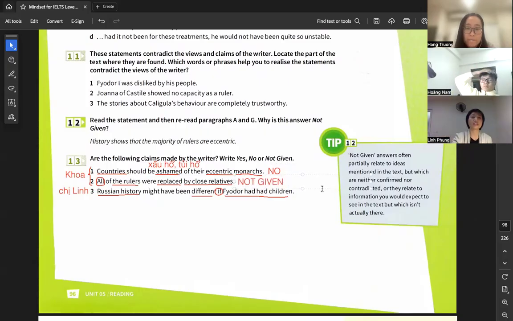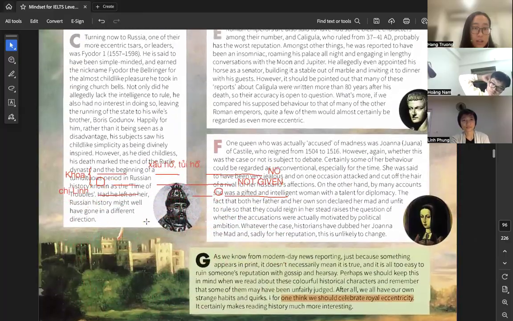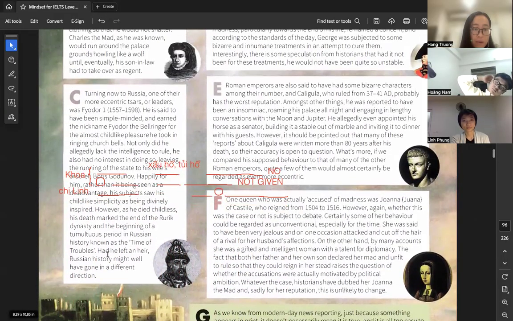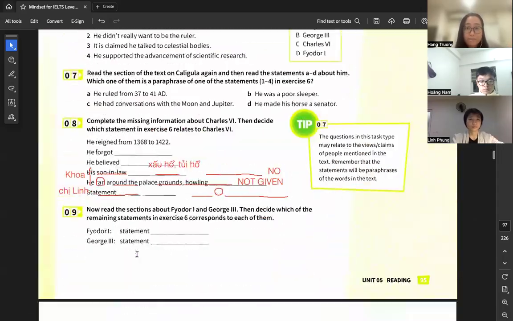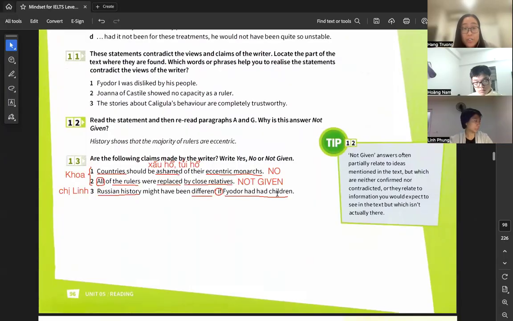Number 3. Yeah, number 3, chị Linh, can you help me? You guys obviously said in the text. Yeah, paragraph C, right? The last sentence, had he left there, Russian history may well have gone in a different direction. Exactly. So that's the paraphrase here. Might well have gone in a completely different direction. Đây đúng không? Had he left an heir, người kế vị, đúng không? Okay. If Fyodor had children, so children here means heir.